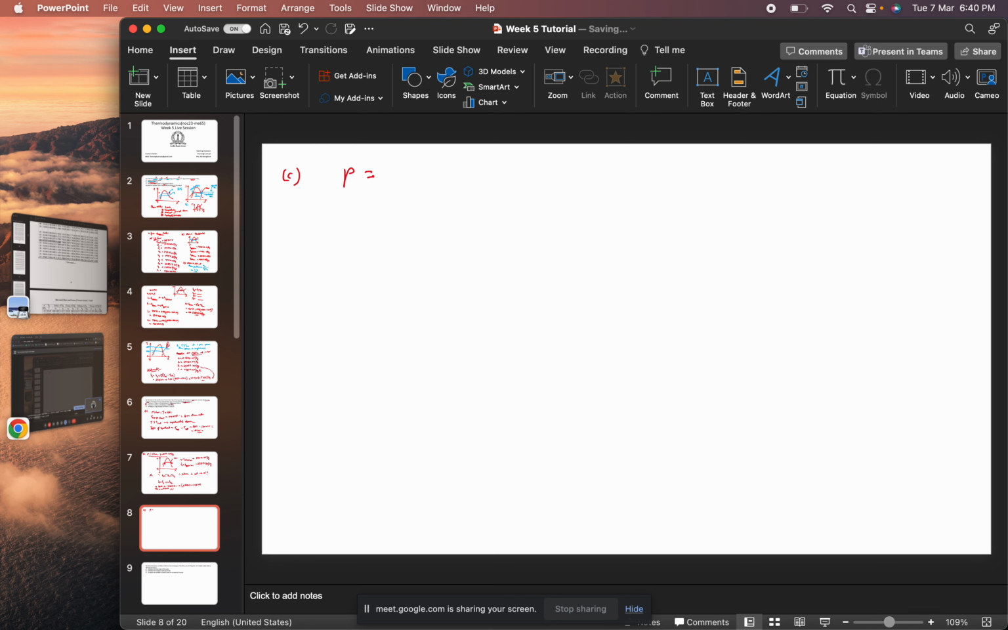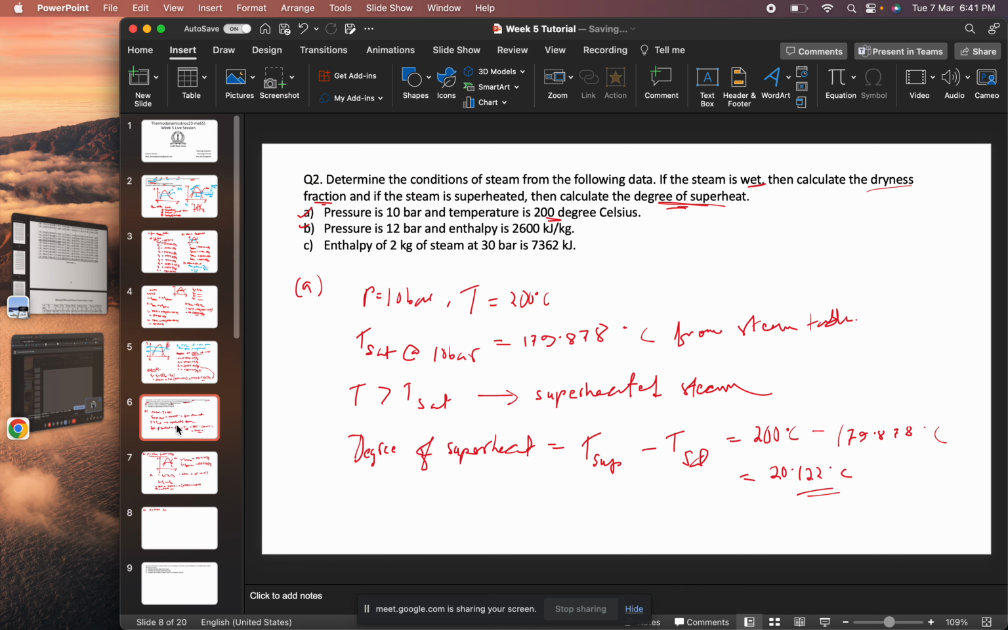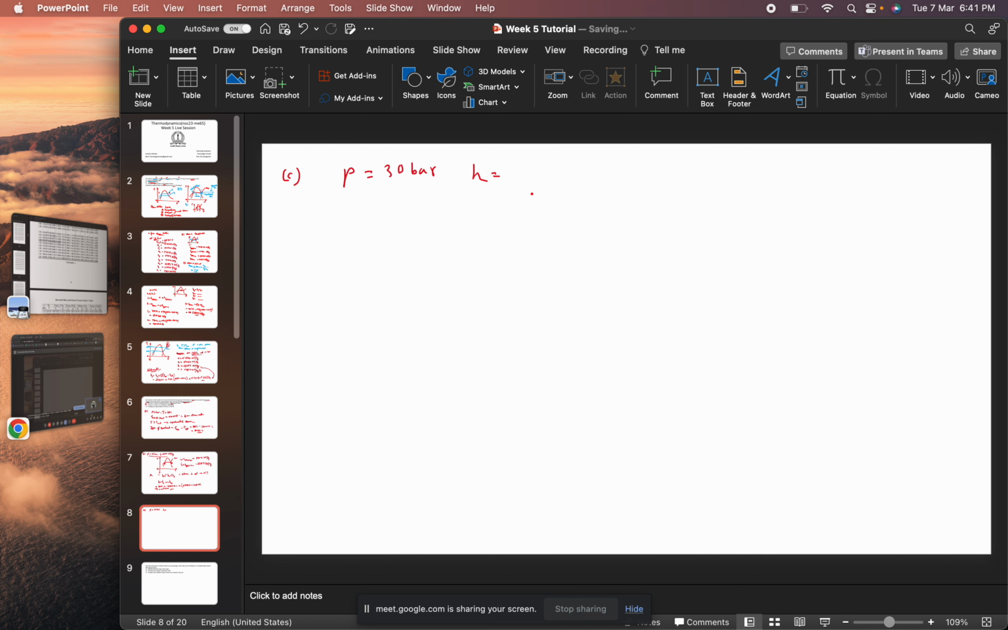P is equal to 30 bar, H is equal to 7362 by 2 kilojoule per kg, because in the steam table all the values are in kilojoule per kg, so we convert it into kilojoule per kg. So 7362 by 2 is 3681.